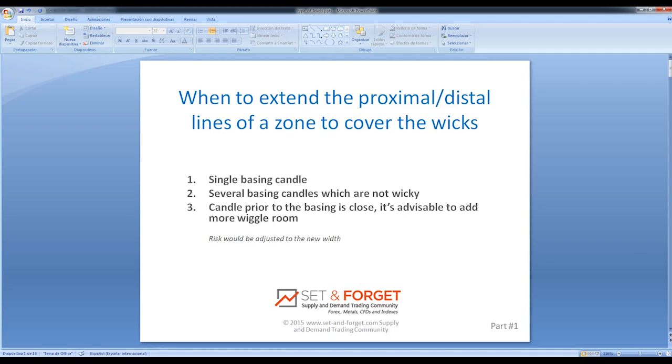This short video wants to explain situations where we can, or it is advisable to, extend the proximal and distal lines of a zone to cover the wicks. Normally we don't cover the wicks when we are drawing a zone.